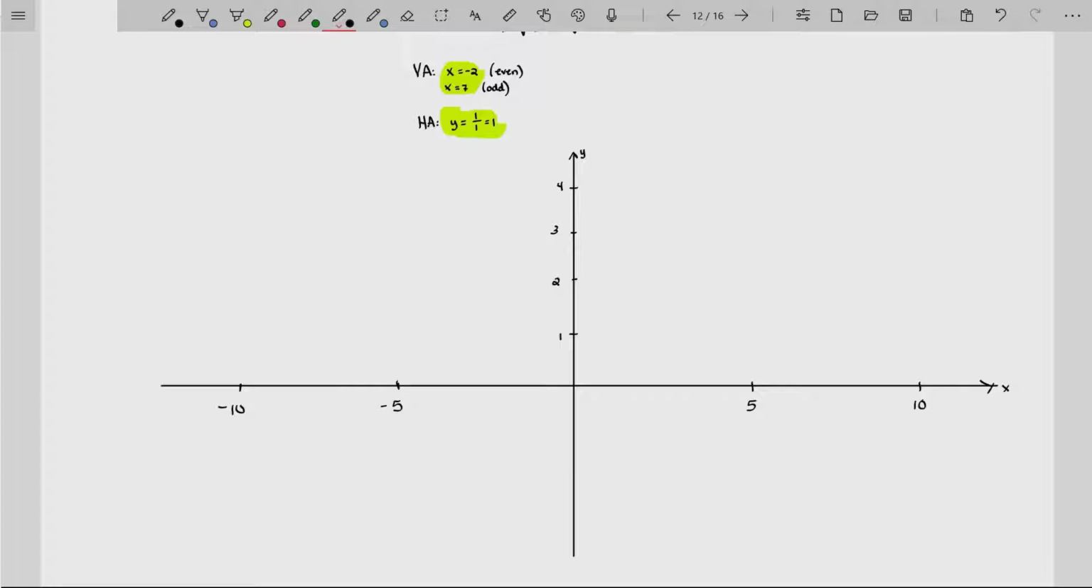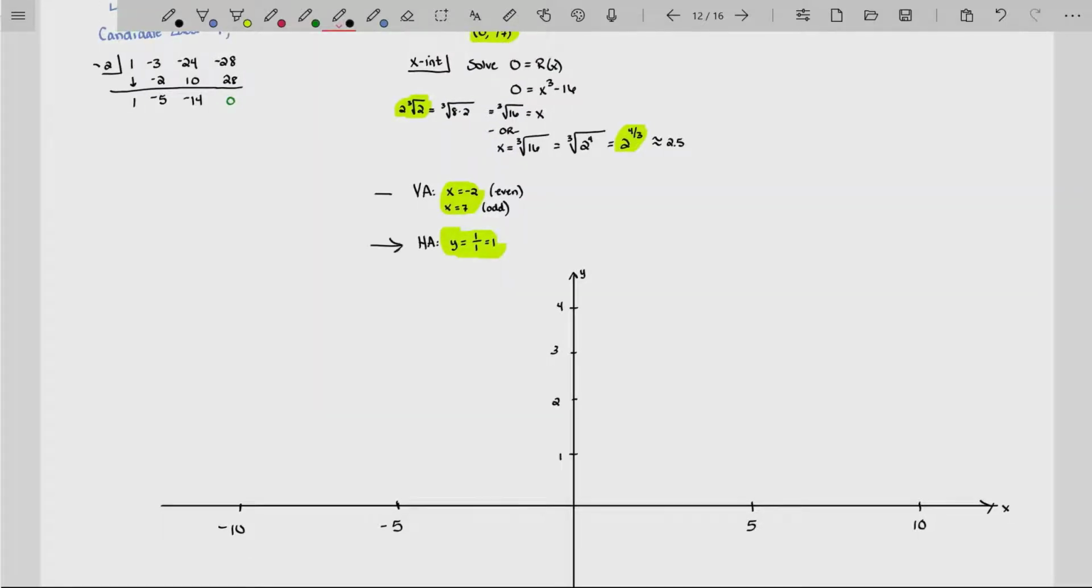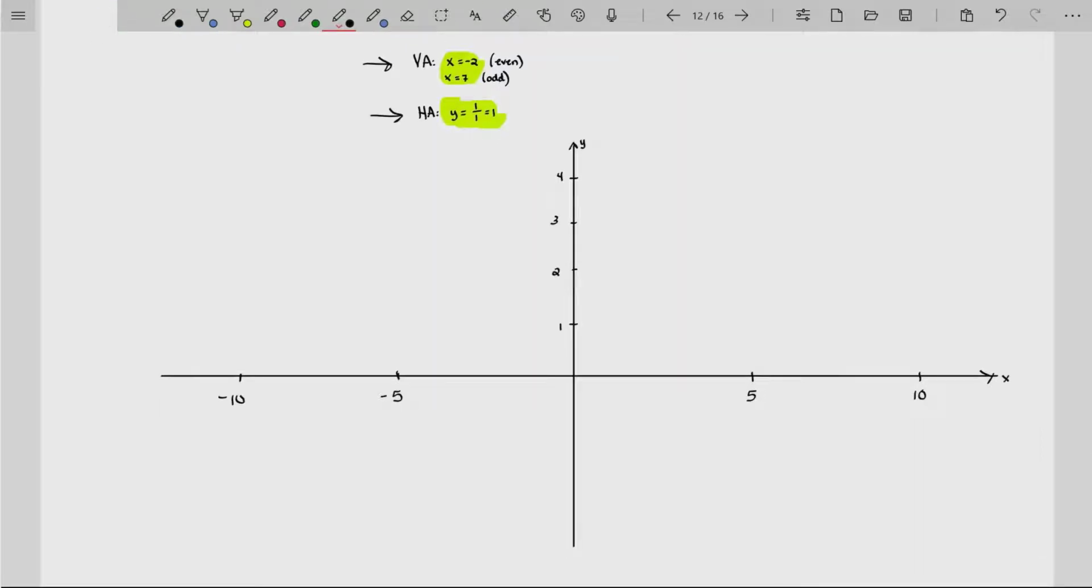Now, when it comes to actually graphing, I go in the opposite direction. I graph my horizontal asymptote and then my vertical asymptote, then I plot some points. So horizontal asymptote was at y equals 1. Let me draw that in there. Notice I use a dashed line. I also use green just out of habit.